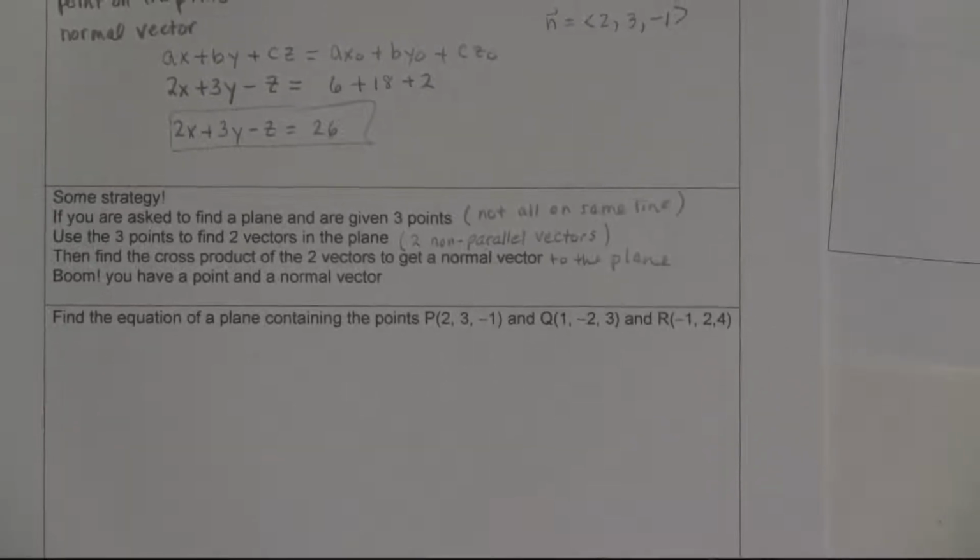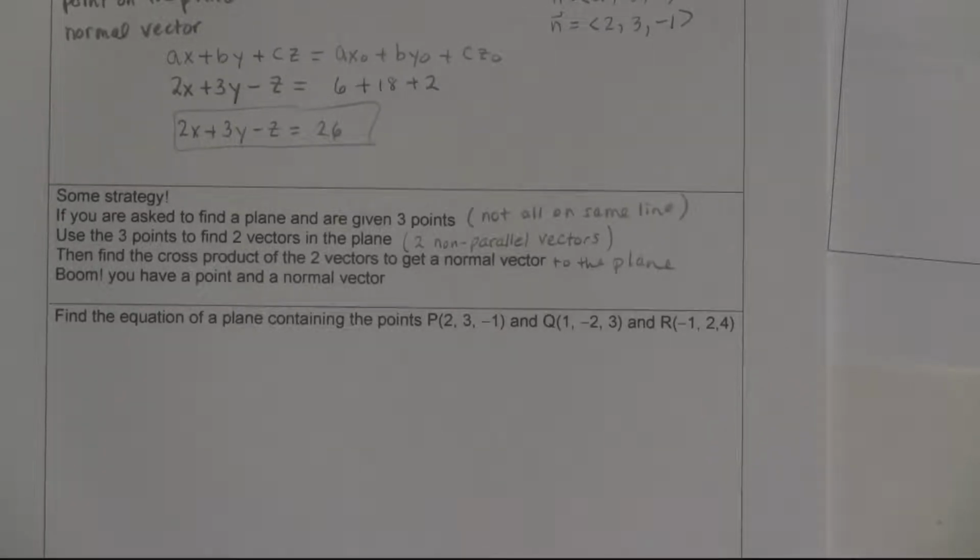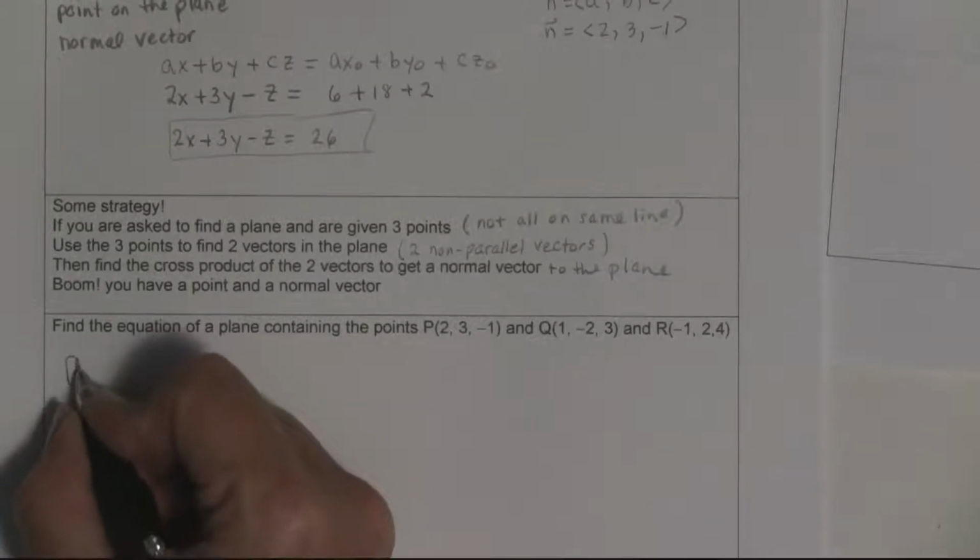So we're going to give a try to that on here. They've said, find the equation of a plane containing the points, and then I have these points. And I can create any 2 vectors I want. So I'm going to create the vector PQ.